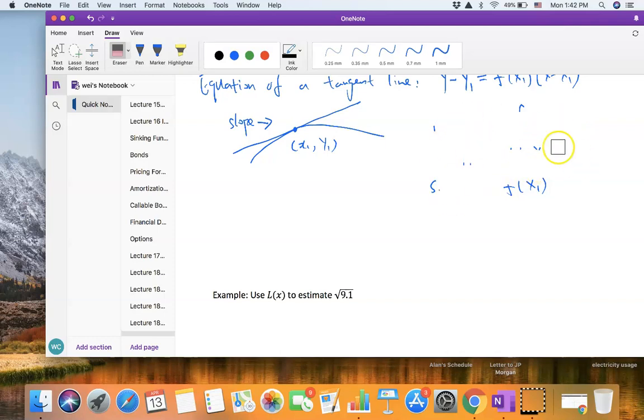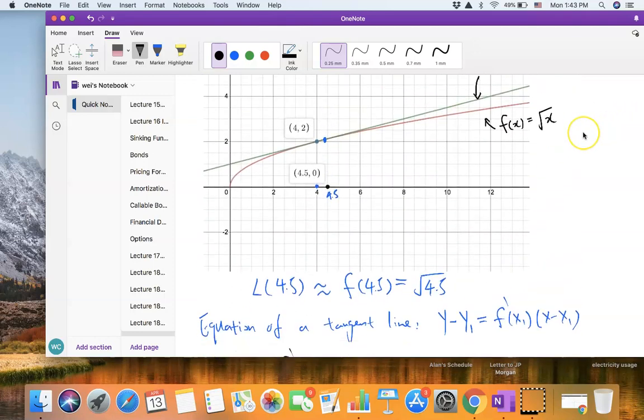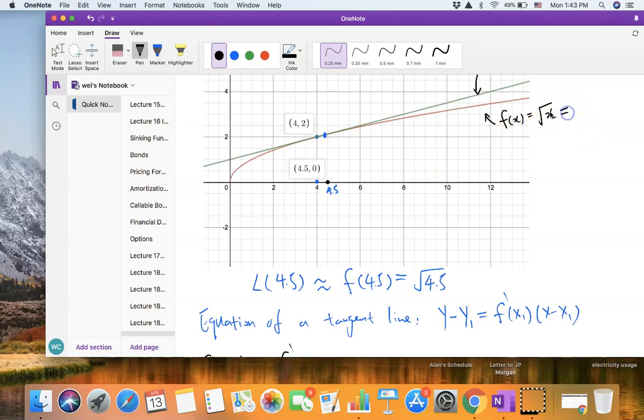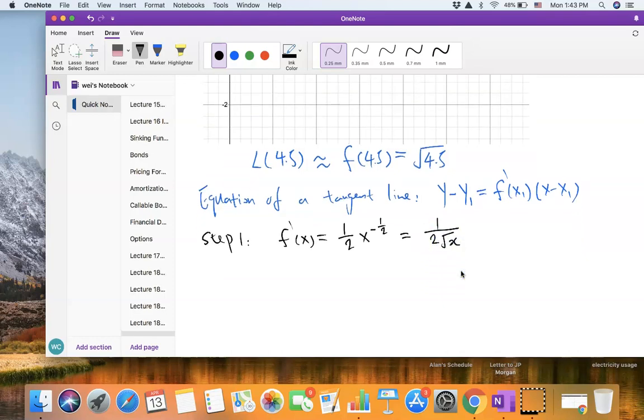Let me erase this. So step 1 is to find the derivative of the function. Because the square root of x we can write as x to the power of 1 over 2. So the derivative is 1 over 2 times x to the power of negative 1 over 2, which is 1 over 2 times the square root of x.